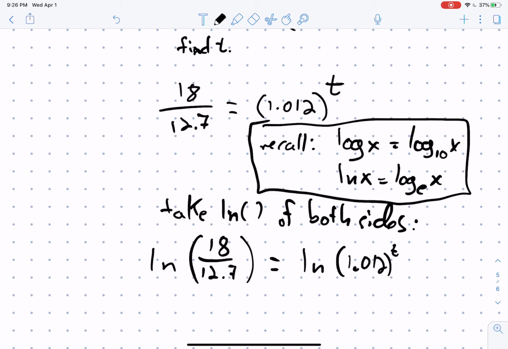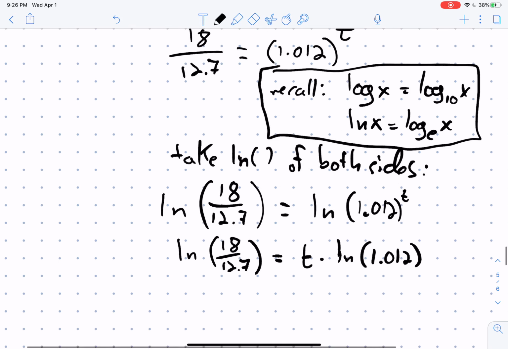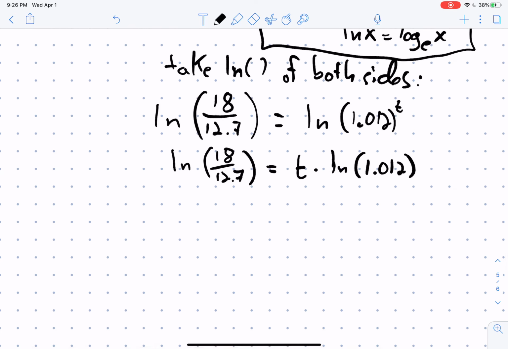Now, the reason this helps us is that we have this rule of logs, which says if you have a natural log or any log of something to a power, you can take the power and bring it out in the front and multiply. So we keep the left-hand side the same, ln 18 over 12.7. And on the right, we get t times ln of 1.012. Now, on the right-hand side, there's only one variable, that's t, and this other part, natural log of 1.012, is just equal to a number.